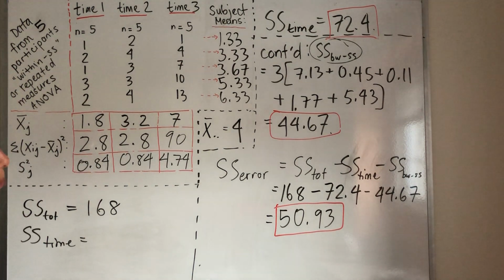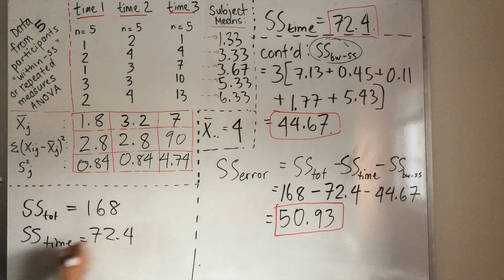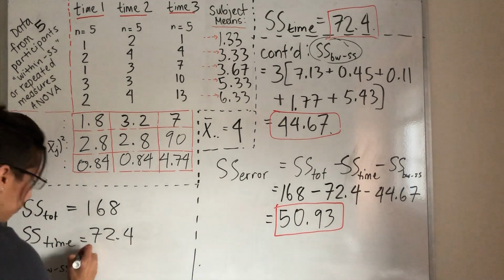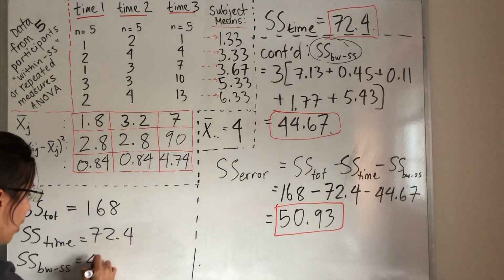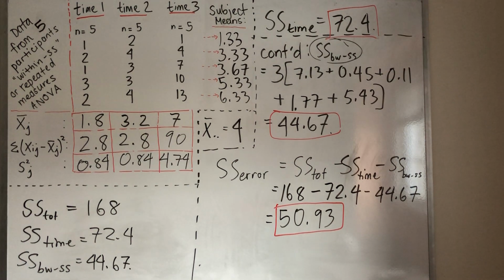You can't see me, just my hand. That's weird. So that's 72.4. And then SS of the between subjects variance, or the baseline individual differences. So that's 44.67. Okay, so we have that.